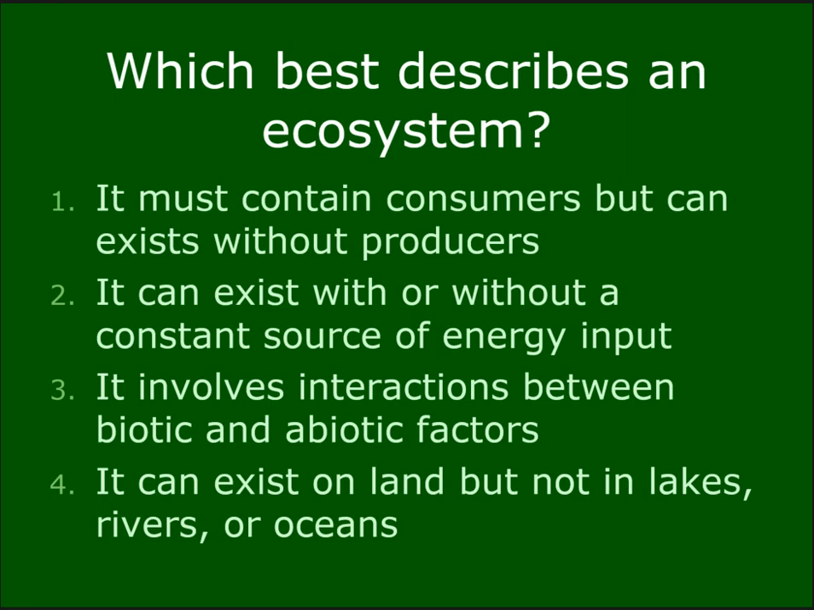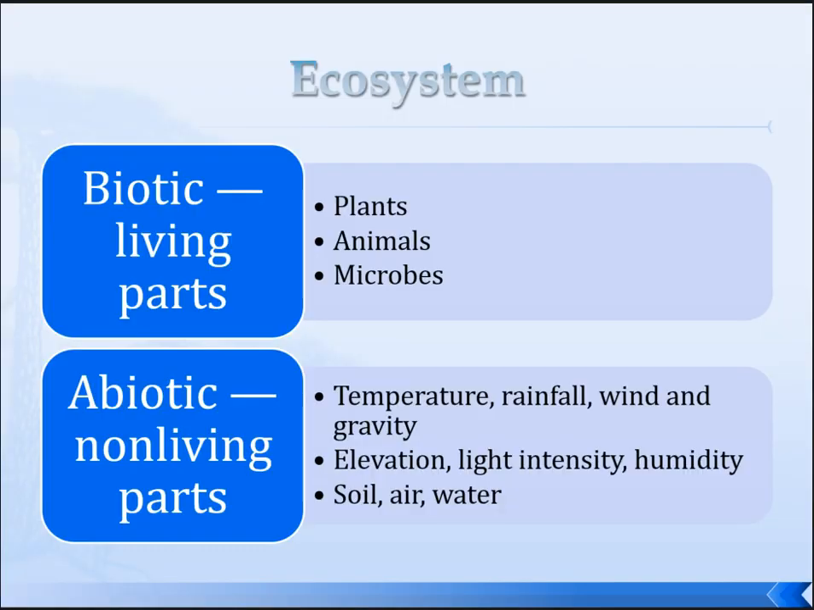And 4 is definitely not the answer because you have aquatic ecosystems. And not everything is terrestrial. So there are ecosystems in lakes, rivers, oceans. There's ecosystems in ice at the poles, actually. So when we say biotic, we're talking about the living parts. That's the plants, animals, microbes, whatever. Abiotic, that's all the other stuff. So the temperature, rainfall, wind, gravity, elevation, light intensity, humidity, soil, air, water, that kind of stuff.